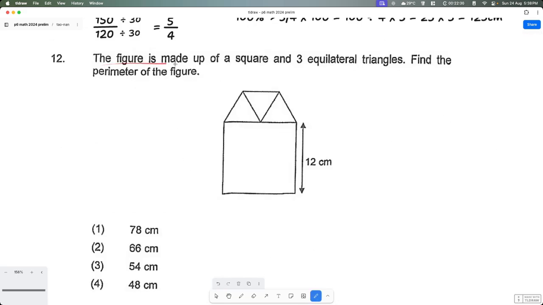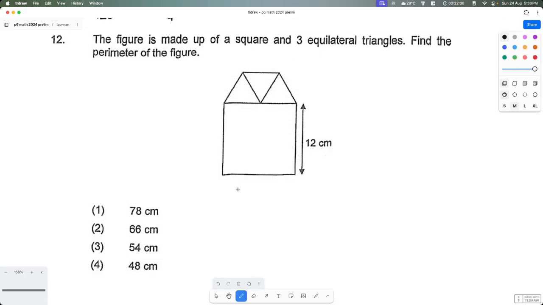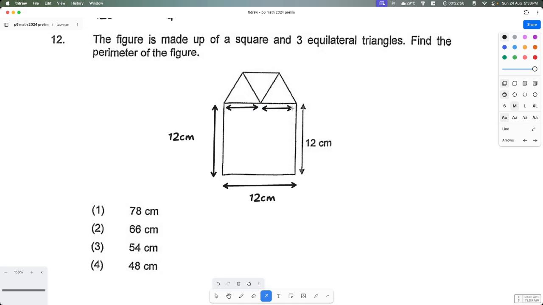Question number 12. The figure is made of a square and equilateral triangles. Find the perimeter of the figure over here. Okay, so we know that this over here is also 12 centimeters. Then we also know that this is also 12 centimeters, right? So we want to know what is this, right? So equilateral triangle, this is just half and half over here. So one side of the triangle is equal to 12 divided by 2, which is 6. Okay, so that means this is 6 centimeters.